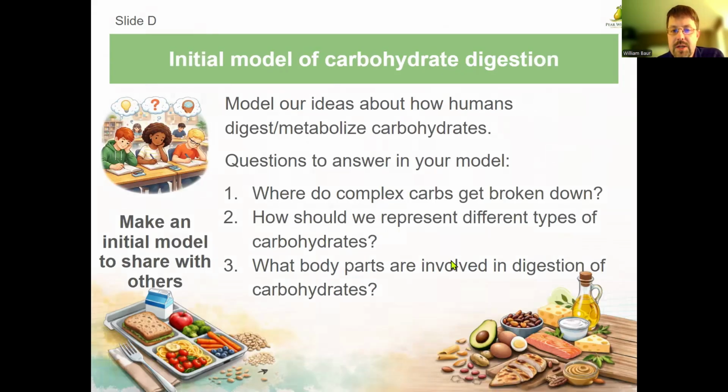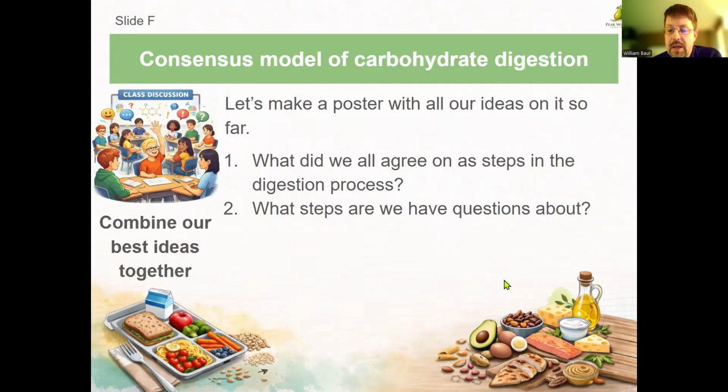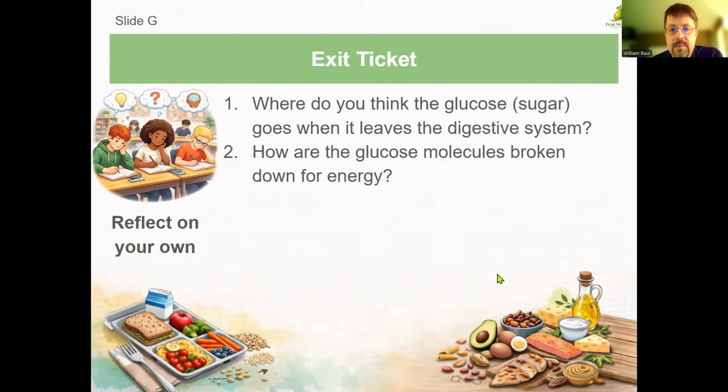We use this information to start to build our first of 3 models about carbohydrate digestion. After students make their model, there's opportunity for them to share and compare models. And then we make a consensus model and think about what steps we agree on in regards to carbohydrate digestion and what questions we have left.